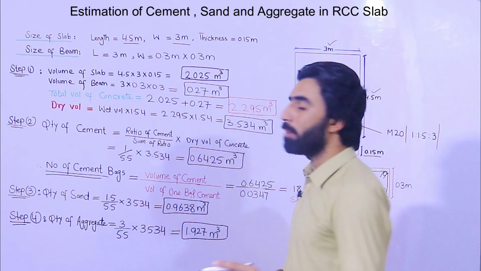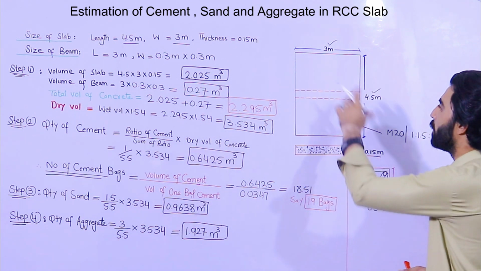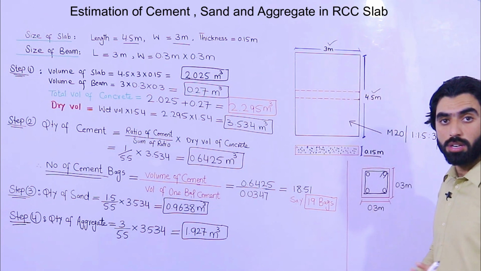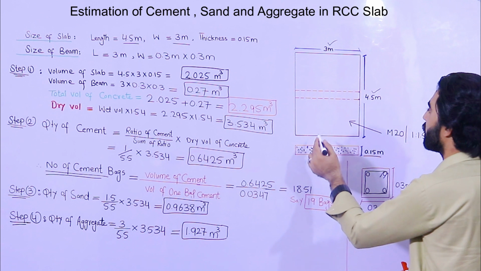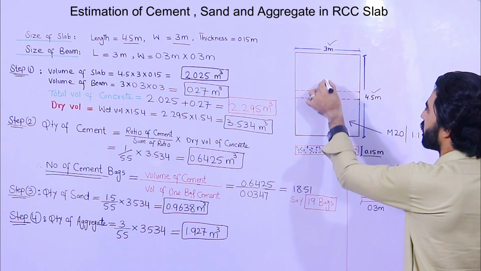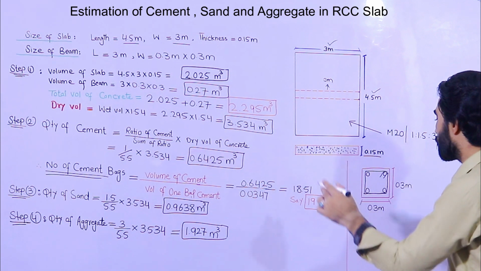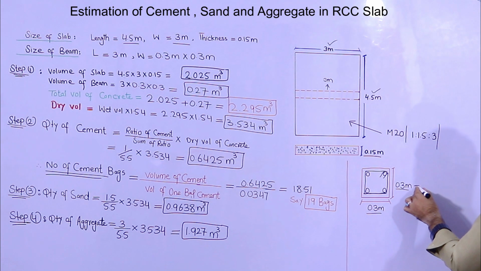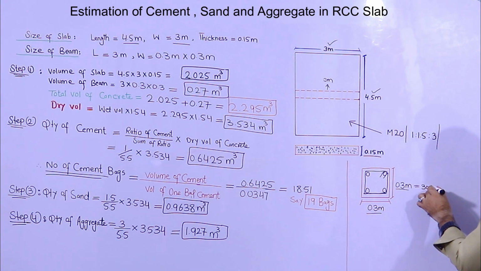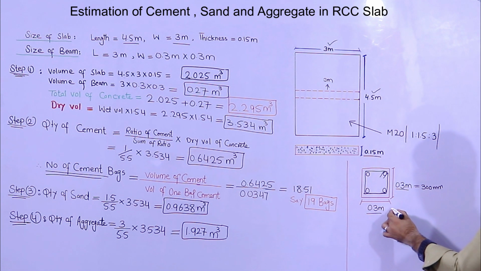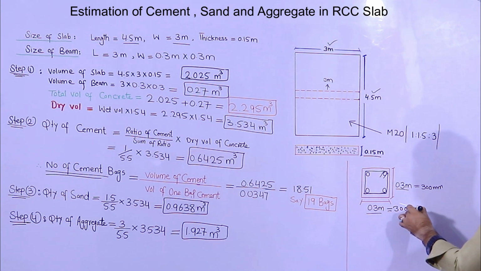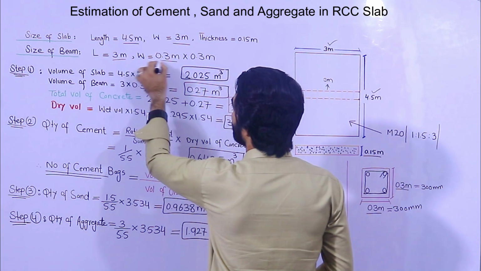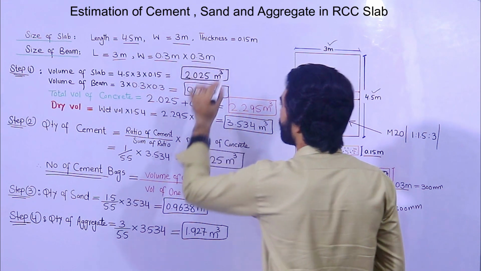Now what is the size of beam? I am using only one beam, so you can use 4 beams at 4 sides according to its length and width. Got it? But I am using one beam which length is 3 meter. You can see guys, the size of the beam is 0.3 meter by 0.3 meter, or you can say 300 mm by 300 mm. So the size of the beam is 3 meter length, width 0.3 meter and depth also 0.3 meter.